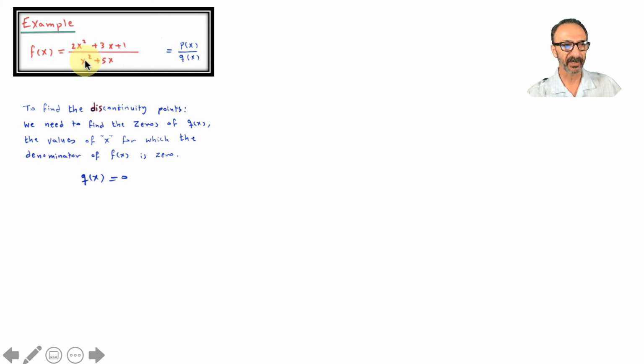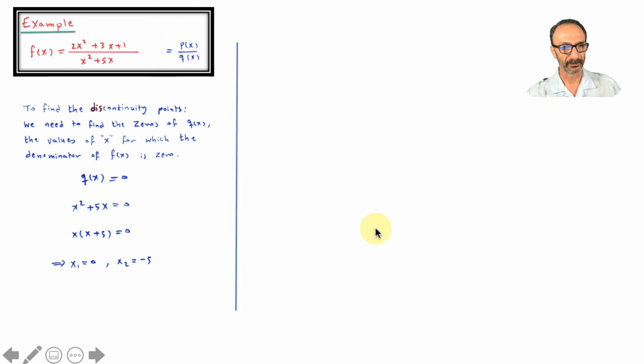So let's take q of x, which is this part, and set it equal to 0. X to the second plus 5x equals 0. Factor x out using the principle of zero products. I get two values, x equals 0, or what forces this to be 0, which is x equals -5. Now, the domain of this right here, on top it's all real numbers, down here everything all real numbers except 0 and -5, because we do have a problem here going back to f of x having these numbers.